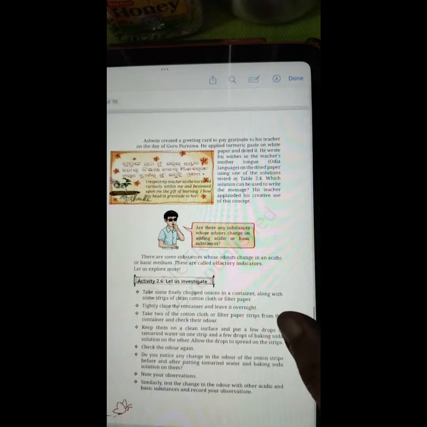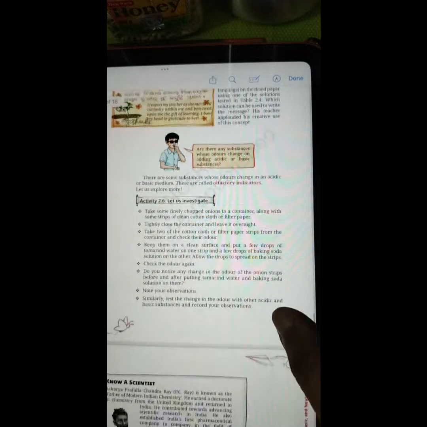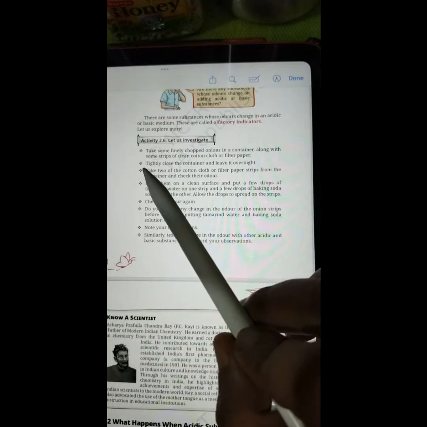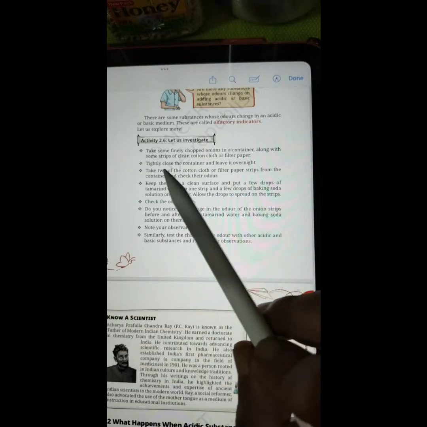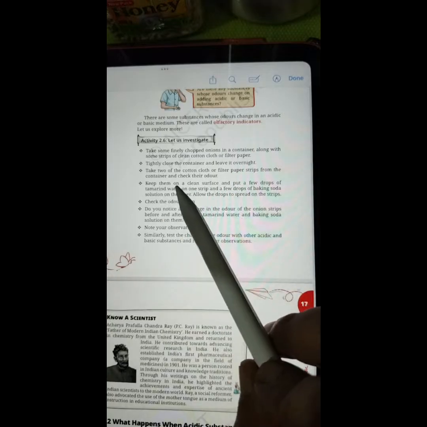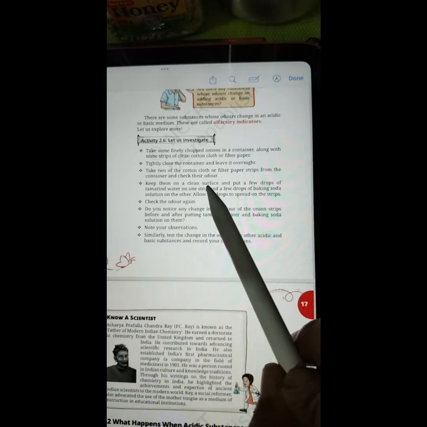Are there any substances whose odors change on adding acidic or basic substances? Activity 2.6. Let us investigate. Take some finely chopped onions in a container along with some strips of clean cotton cloth or filter paper. Tightly close the container and leave it overnight. Take two of the cotton cloth or filter paper strips from the container and check their odor.